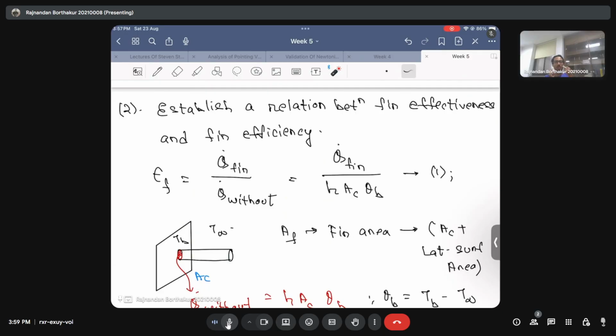In efficiency, we are trying to see, given a fin, what is the heat transfer that will take place with respect to the case when the entire fin is at the maximum temperature, when the entire fin is at the base temperature.